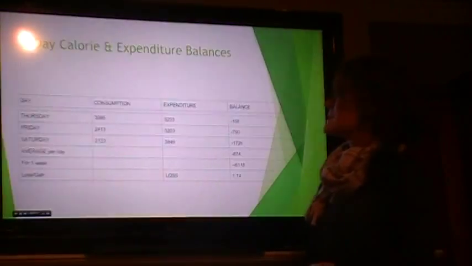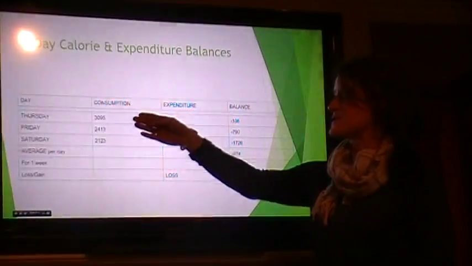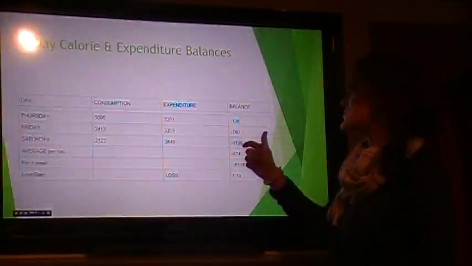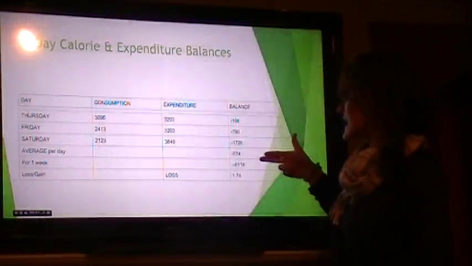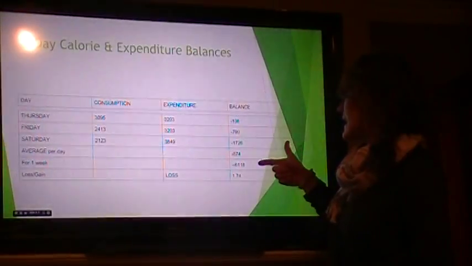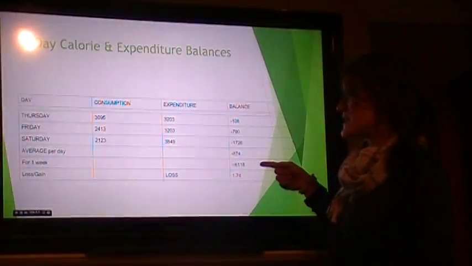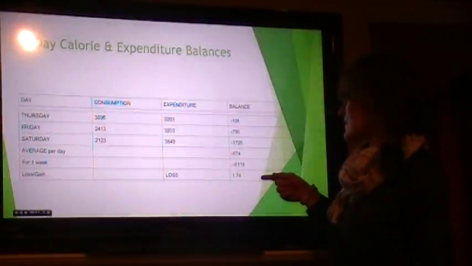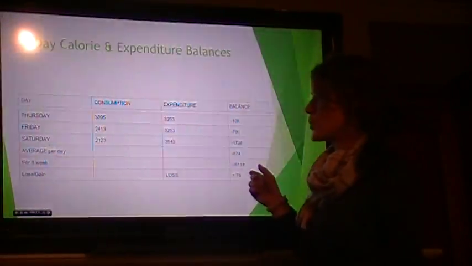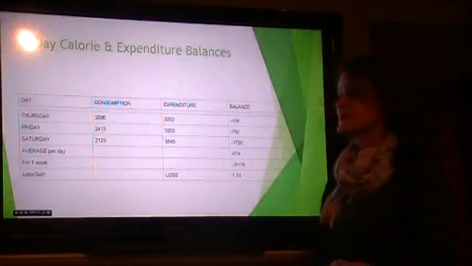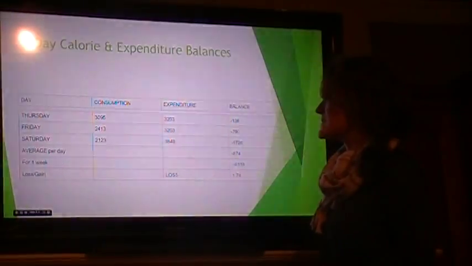This is a balance of his consumption from Thursday, Friday, and Saturday, and his expenditure. And you can see that every day he's in a negative balance for calories. And at this rate, he will be losing weight at a rate of 1.7 pounds per week. So clearly we have to increase on our calories.